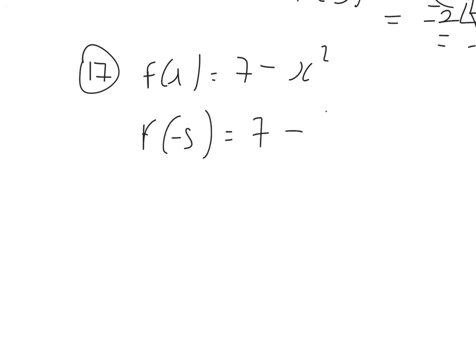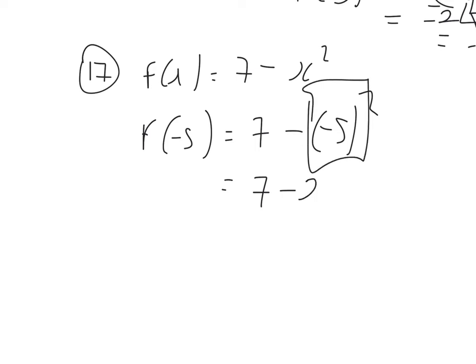Example 17. F of x equals 7 minus x squared. We're going to find f of minus 5. Where I see x, replace it with minus 5. So 7 minus minus 5 squared. That's 7 minus, well, minus 5 squared is 25. So that's 7 minus 25, minus 18.